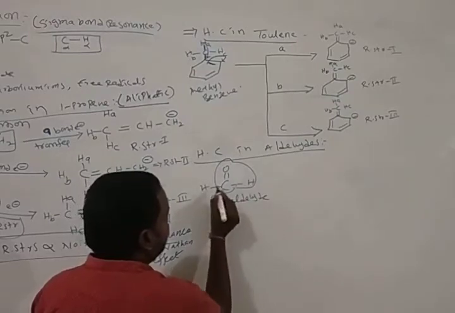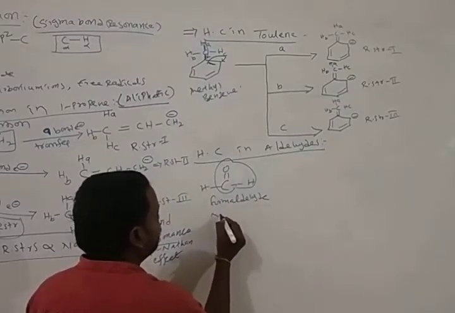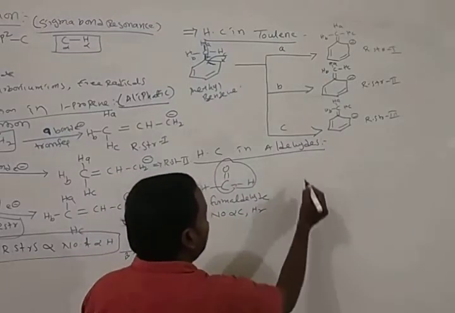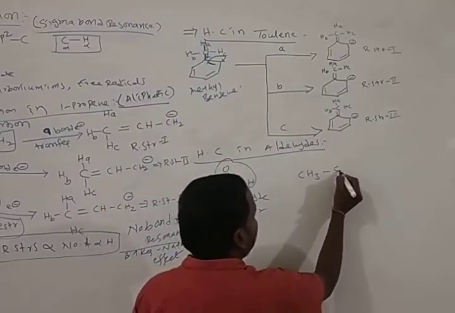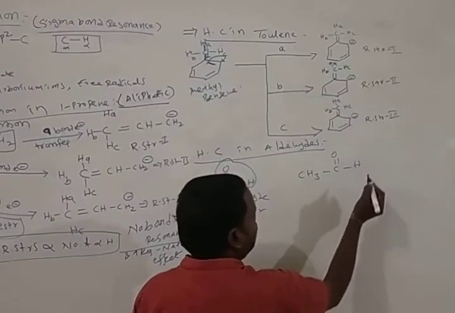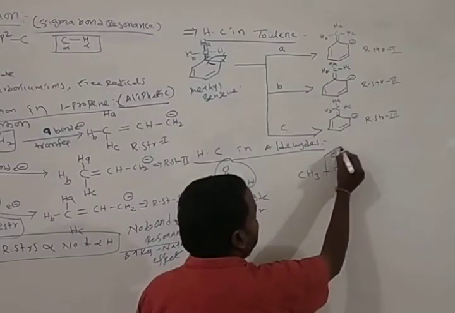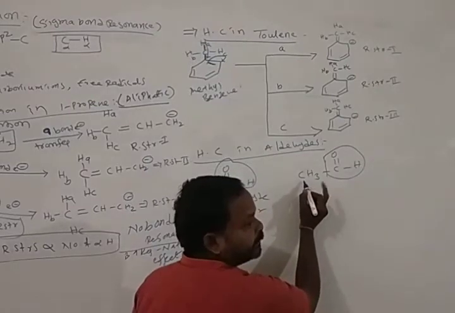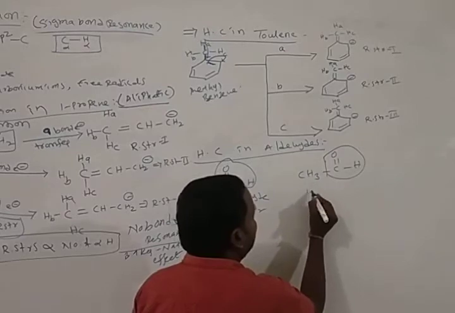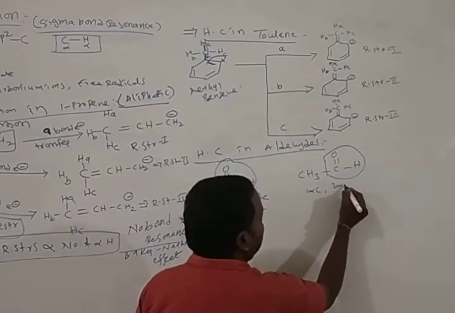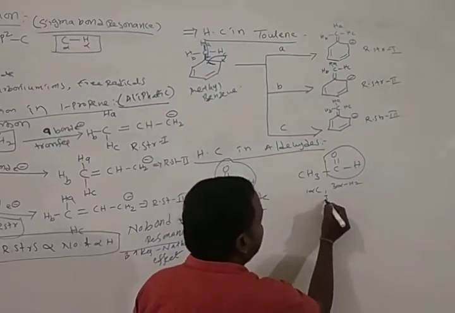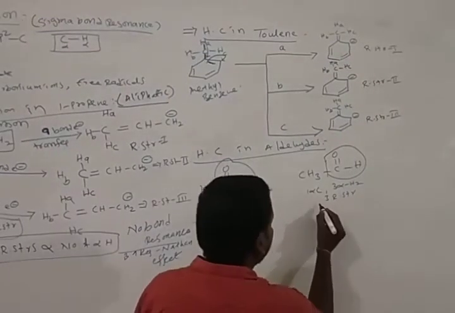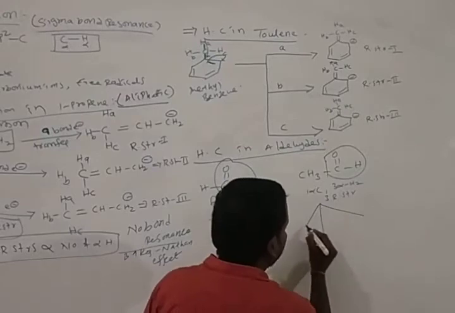Here there are no adjacent carbon atoms, no alpha carbon hydrogens. But here CH3, C double bond O, H is a functional group, and here an adjacent carbon is there. It contains 1 alpha carbon, 3 alpha hydrogens, and forms 3 resonance structures. See the resonance structures of this molecule.